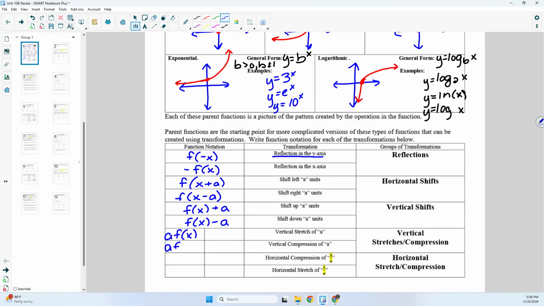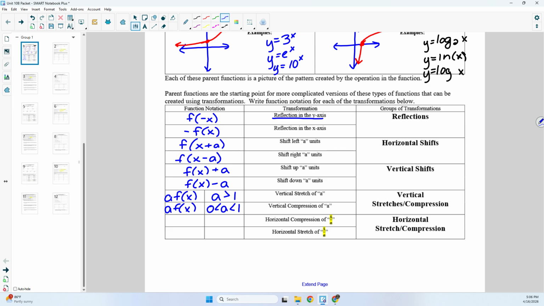We put a number in the front, and if that number is greater than 1, we have a stretch. And if that number is between 0 and 1, we have a compression. So if I put a 1/2 in the front, I would compress. If I put a 3 in the front, I would stretch. My horizontal compressions, instead of putting the a value in the front or times the whole function, I put it in with the x. So these two both have the same rule, and we're going to have similar conditions.